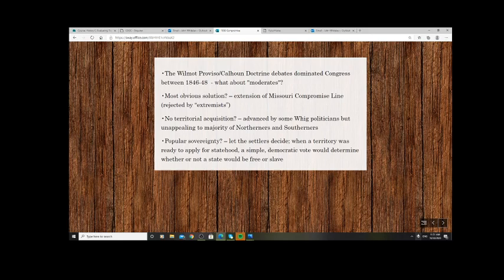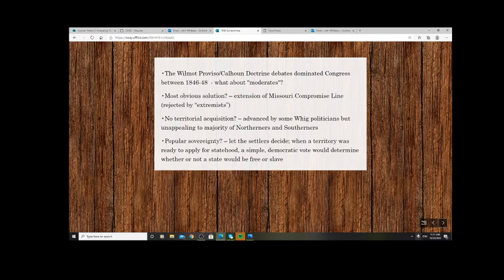The most obvious solution, I've already mentioned, the extension of the Missouri Compromise line, was not deemed acceptable to Northerners or Southerners on the extremes of their sections, because Northerners don't want any slavery in the West, and Southerners believe that they should not just be contained to below latitude 36°30′, or just below the Missouri Compromise line. There was the odd politician during this period who believed that when Mexico was defeated, there should be no territorial acquisitions because of the problems that would be stirred up if that was to be the case.